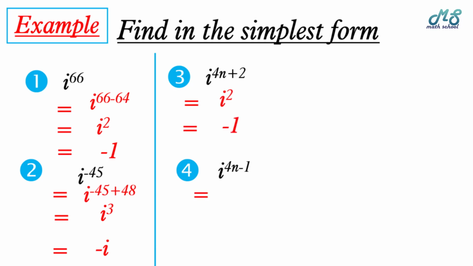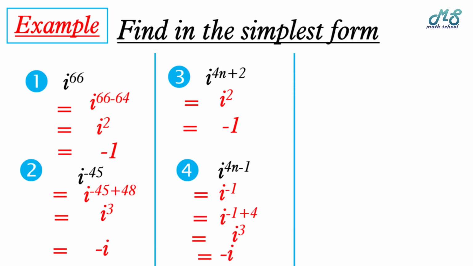I to the power 4n minus 1 will be i to the power negative 1. We can write i to the power negative 1 as i to the power negative 1 times 1. We can write 1 as what? I to the power 4. Then we can add the two powers. It will be i to the power negative 1 plus 4, which is i to the power 3. I cubed equals what? Yes, equals negative i, like number 2.